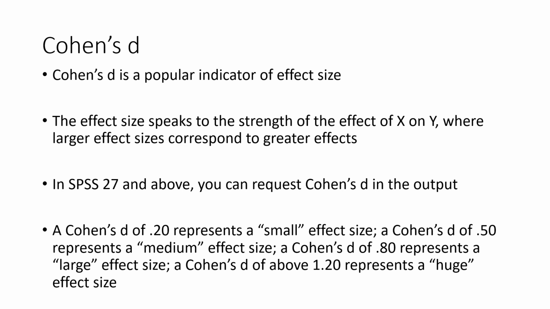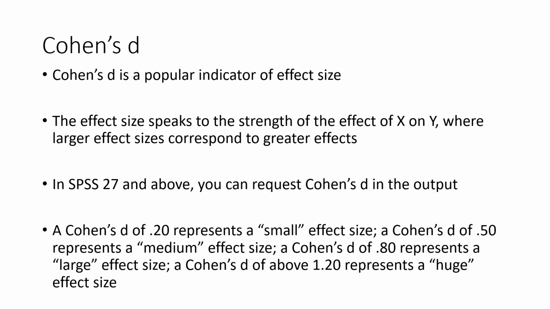So a p-value will tell you whether or not your result generalizes, but it won't say how strong the effect of your independent variable is on your dependent variable. To get a sense of the strength of the effect, we ask for or calculate a statistic called Cohen's d. So the effect size reflected in Cohen's d speaks to the strength of the effect of X on Y. So the larger the Cohen's d, the greater the effect, the stronger the effect.